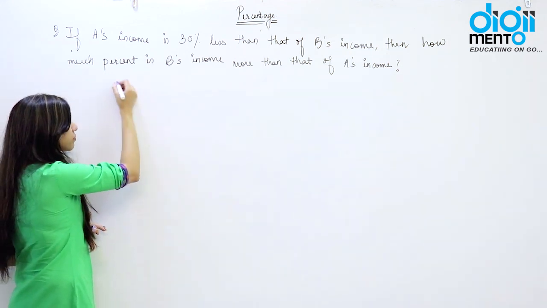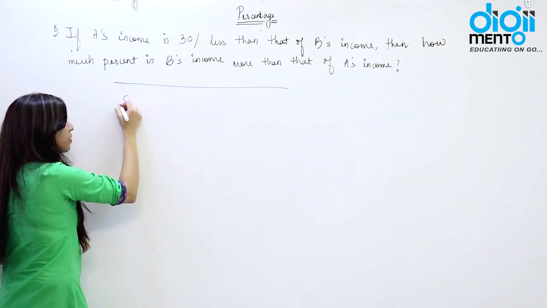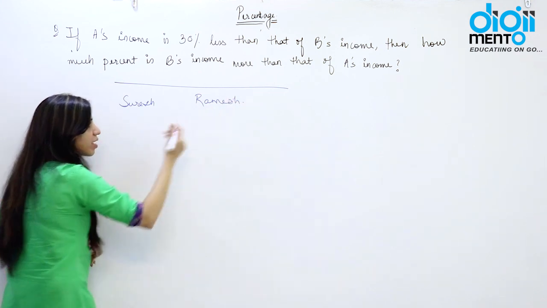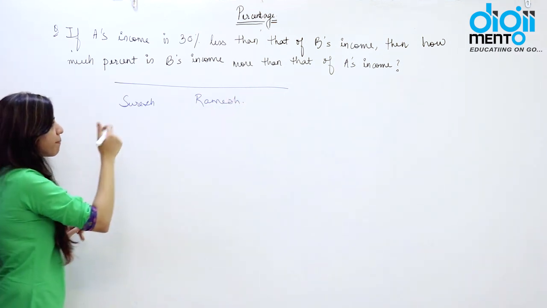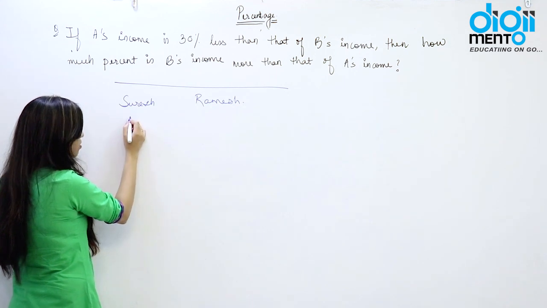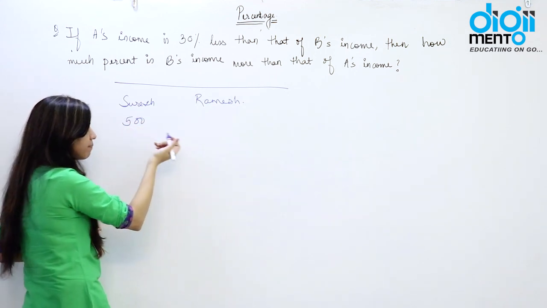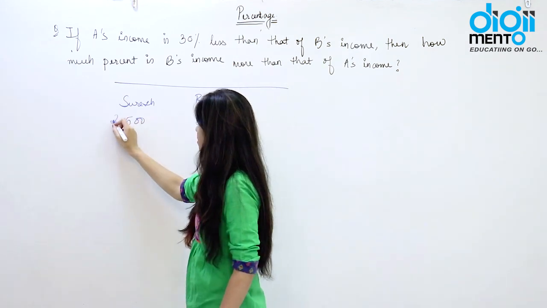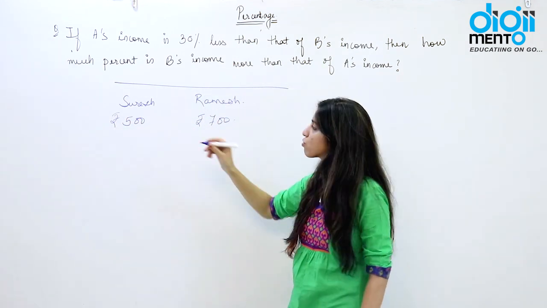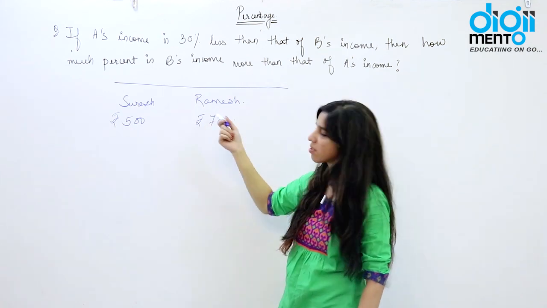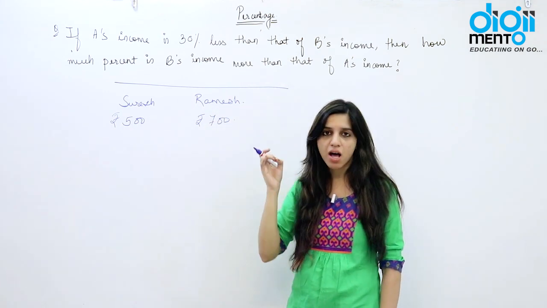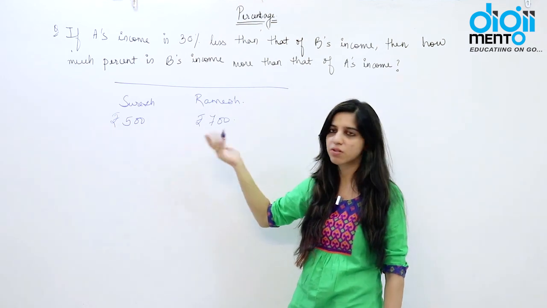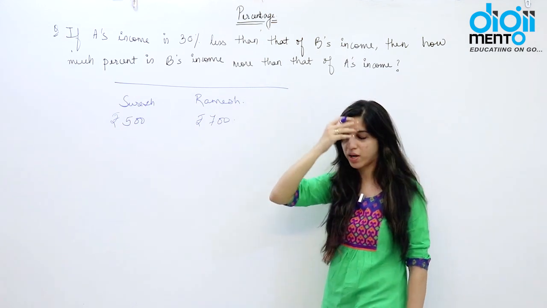Suppose there are two people, Suresh and this is Ramesh. Both of them have separate incomes. Suppose Suresh earns 500 per day and Ramesh earns 700 per day. These are their respective incomes. Now if I ask you who is earning more, clearly Ramesh earns more in one day.